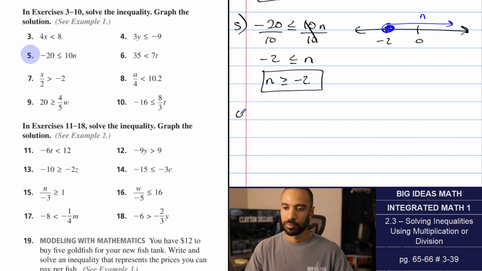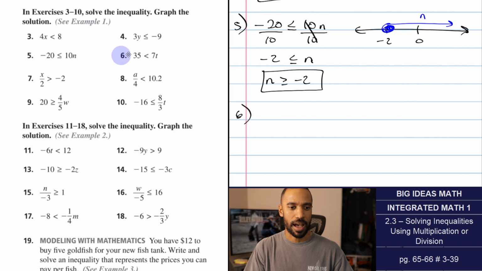Number 6, we have our last problem of this set. 35 is less than 7t. 7t, don't want to say 17.